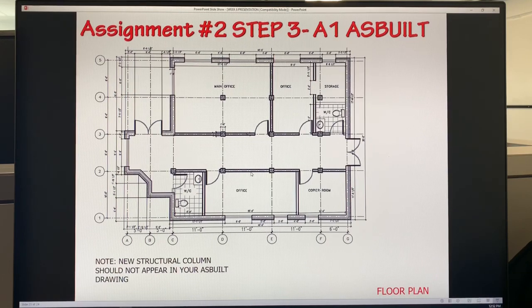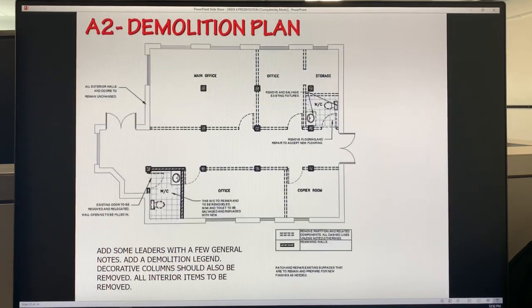Next, then you have your demolition plan. I wrote here, add some leaders with a few general notes, add a demolition legend. Decorative columns should also be removed. All interior items are also to be removed. You'll notice here it says this water closet is to remain. Ignore that. We're getting rid of all those items as well. Everything in the interior, including those columns, are to be demolished.